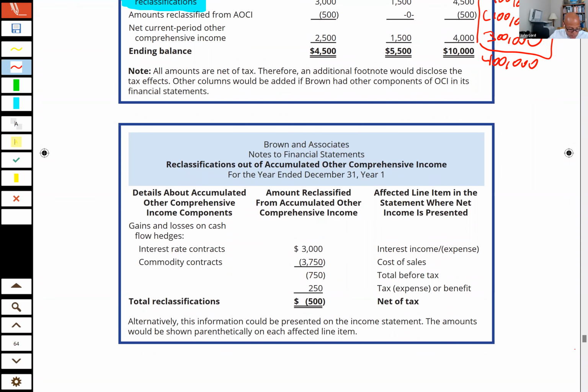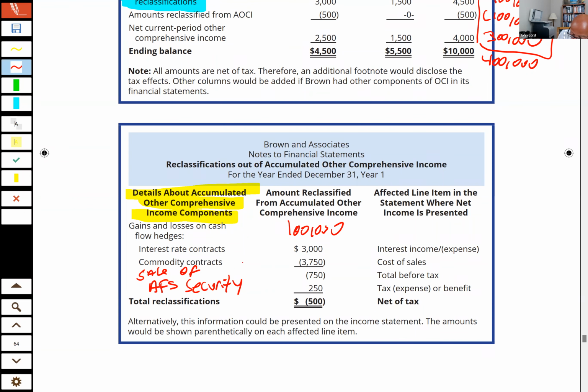Now we come over and they have this details about accumulated other comprehensive income components, and notice that we would have on here amount reclassed from accumulated other comprehensive income. Okay, and I'm just going to sort of squeeze it in. We would have shown 100,000 for the available for sale security, AFS security.